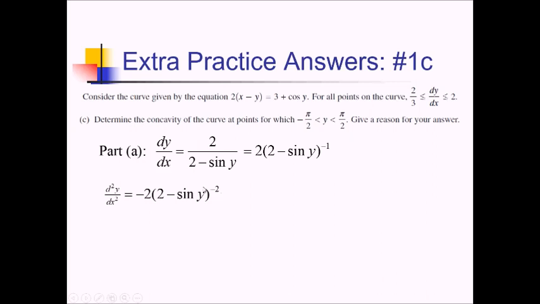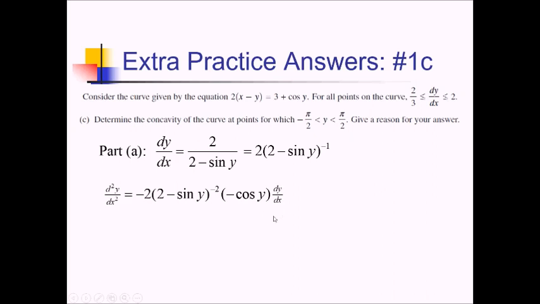But now we have to use the inner derivative. So that's going to be the derivative of 2 minus sine of y, and that's going to be negative cosine of y. But wait, we're still implicitly differentiating, because we're taking the derivative of y, an inner function of x, so we have to multiply by a tail of dy over dx.